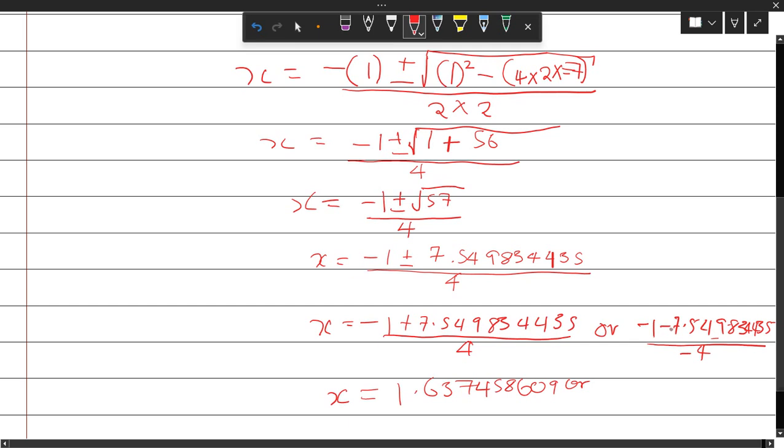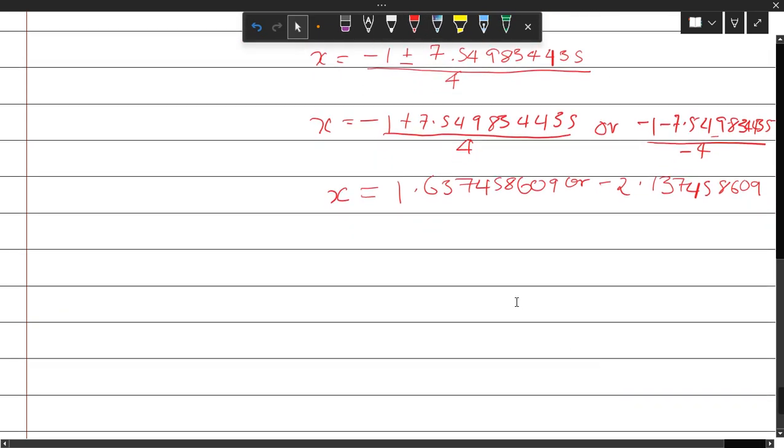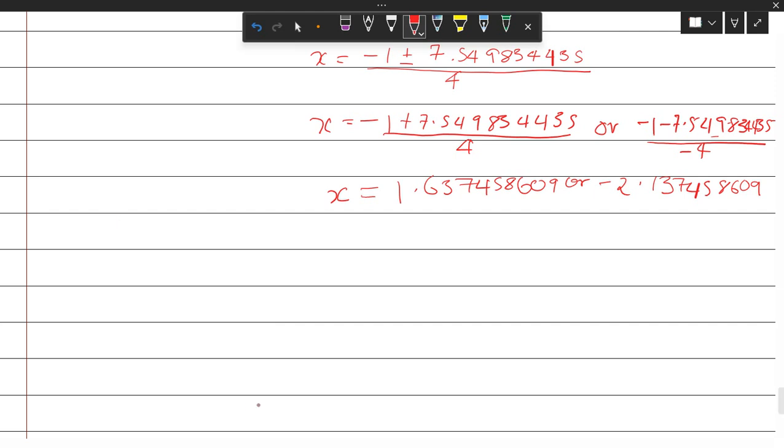So this will be negative 2.13 and so on. Okay, so now when you reach this point, that's when you can round off.